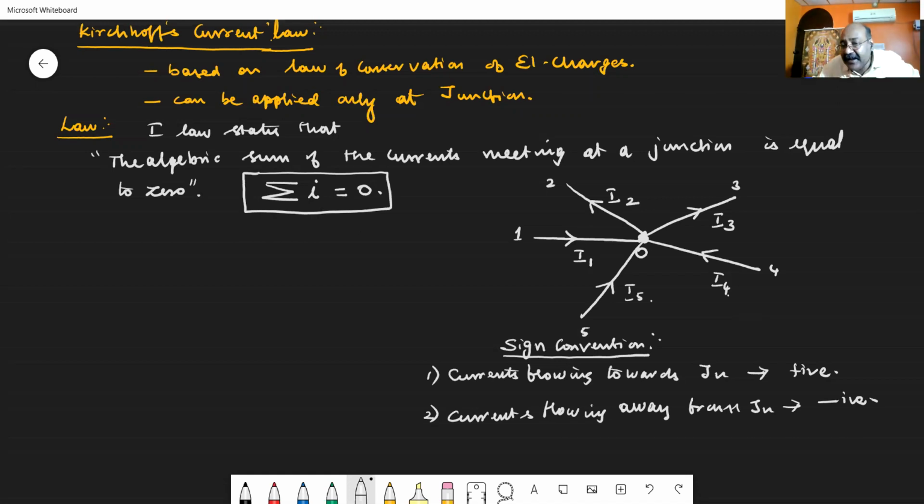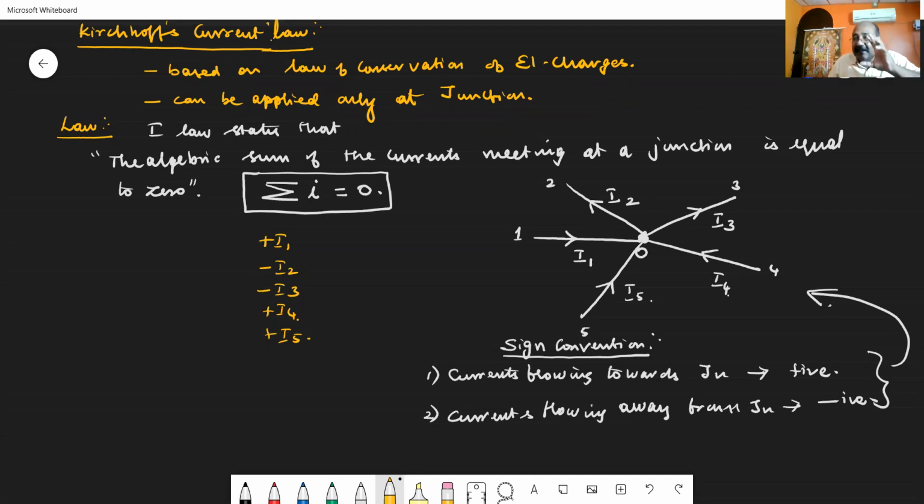If I am applying these two sign conventions to this example, I can write, say I1 is flowing towards, so it is plus I1. I2 is flowing away, so minus I2. I3 is flowing away, minus I3. I4 is flowing towards, then plus I4. I5 is flowing towards, then it is plus I5. Now what is given? Algebraic sum is equal to 0. That's what I have told.